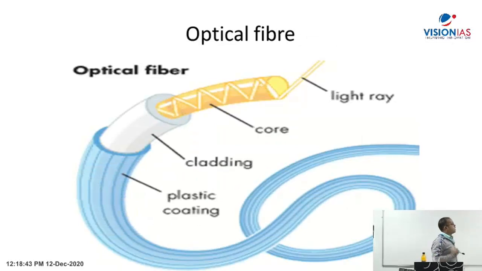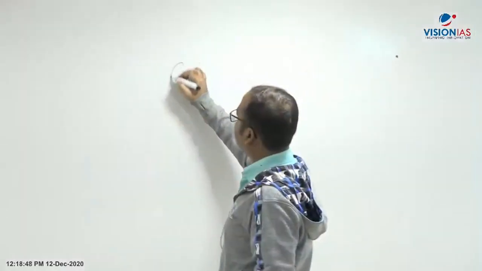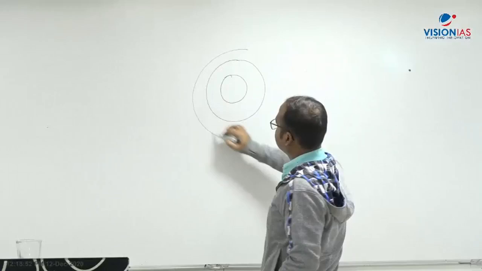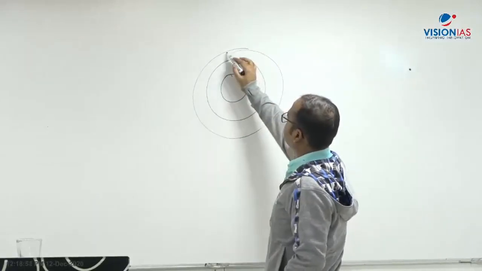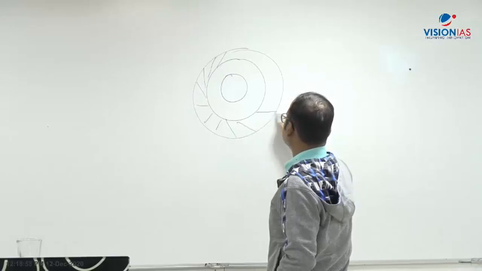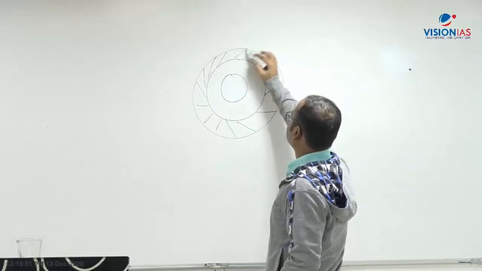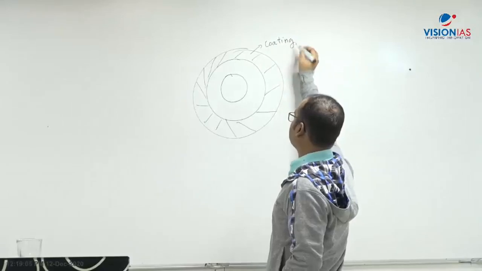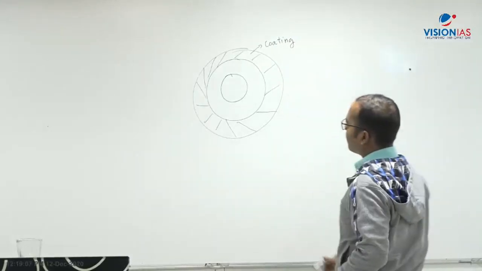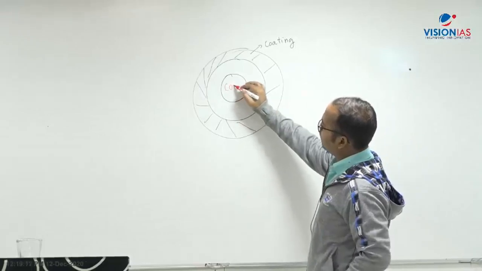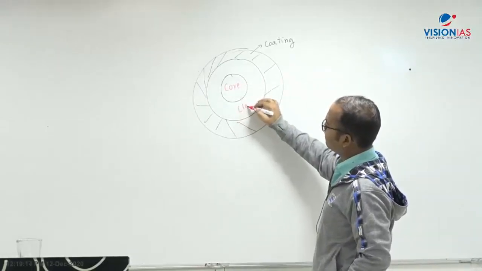So on total internal reflection, we are having some very important thing. For example, optical fiber. Optical fiber is like this. There is a coating on optical fiber. So this is called coating on optical fiber. Okay. So this is called core and this is called clad.